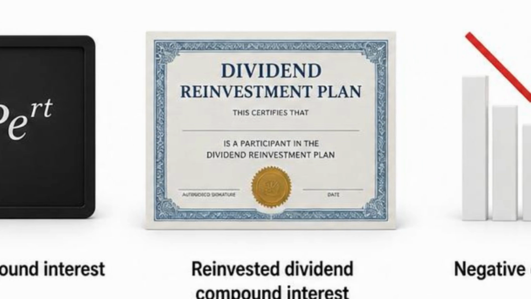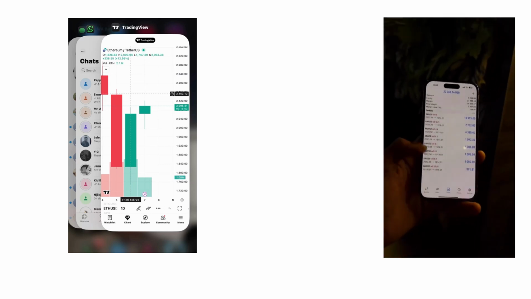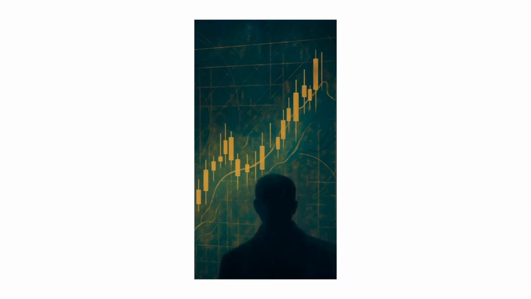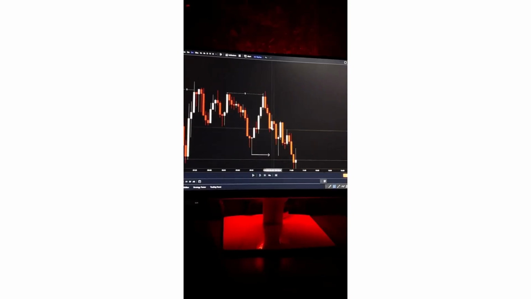Reinvested dividend compound interest. When investors receive dividends from stocks or funds and immediately reinvest them to purchase more shares, they are creating a compounding effect outside of traditional interest. Each new share earns its own future dividends, which are then reinvested again.